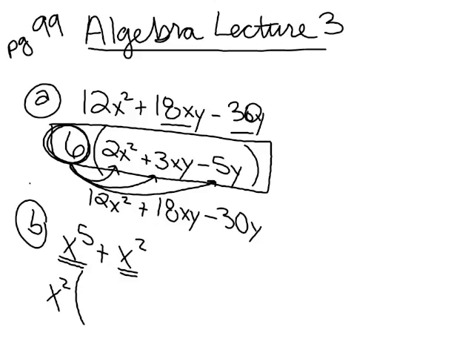So what do I times x squared by to go back to x to the 5th? X to the 3rd. And then what do I times x squared by to go back to x squared? Just a 1. Okay. So the greatest common factor that I could pull out was the x squared.